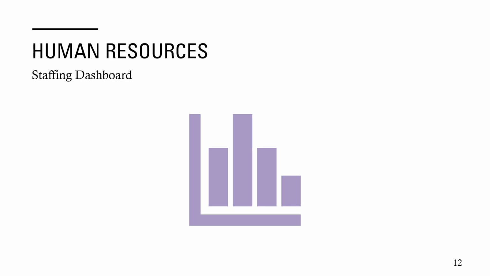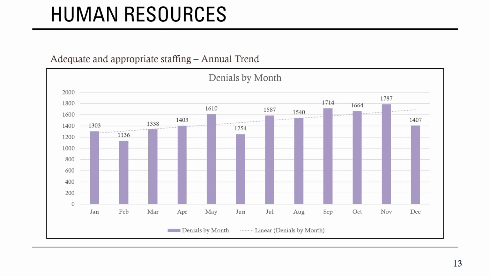Okay, so let's start with our human resources, our staffing dashboard. One of the things that you want to think about with your staffing is, what is the trend of denials that are coming in the door? Are your denials trending up? Are they trending down? Are they staying about the same?